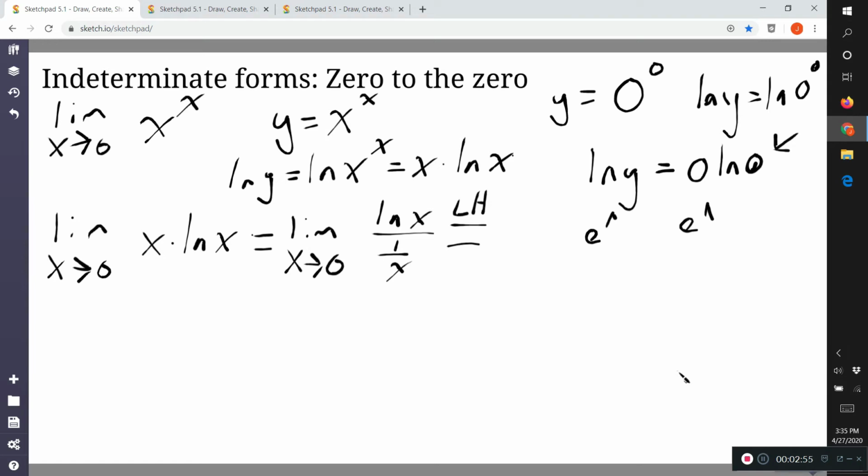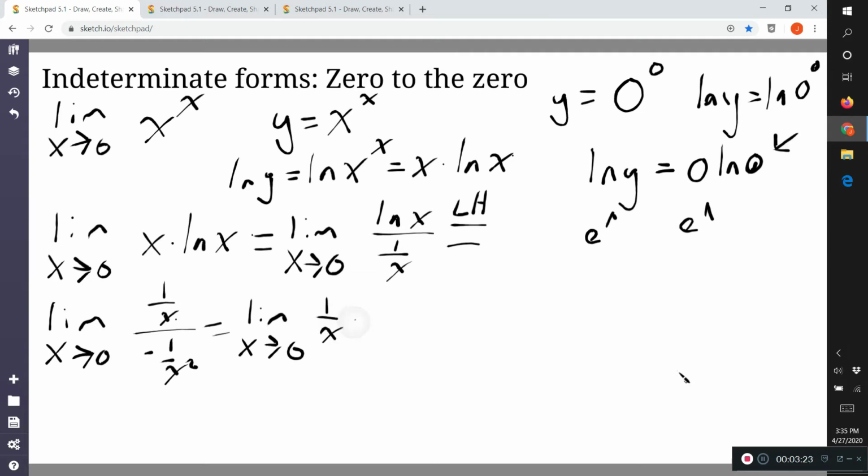So derivative of top, derivative of bottom. Derivative of top is 1 over x. And we've done this a lot. The derivative of 1 over x, which we can also call x to the negative 1, is negative 1 over x squared. After some simplification, we will get, remember, dividing by something is the same as multiplying by the reciprocal. So I'll write that out. Dividing by negative 1 over x squared is the same as multiplying by negative x squared over 1. After simplification, we get negative x. And we simply plug in 0, negative 0, just 0.